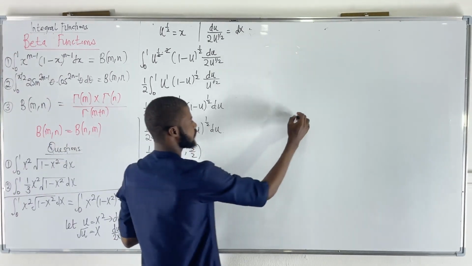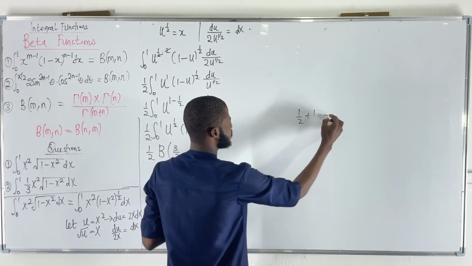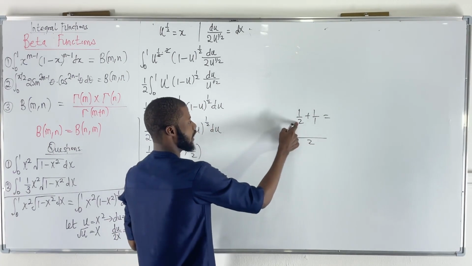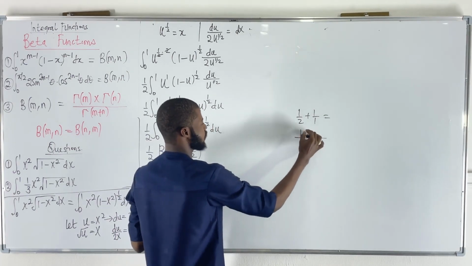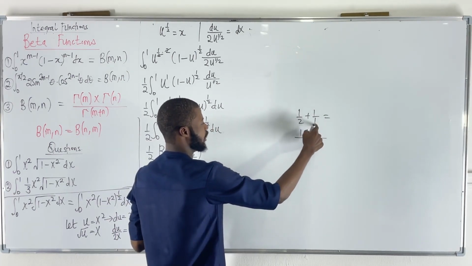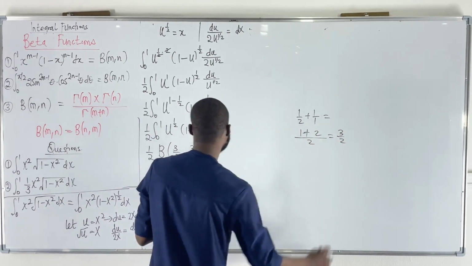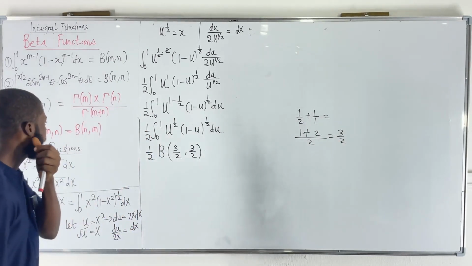Look here, half plus 1, put over 1 here. The LCM is 2. 2 divided by 2 is 1, 1 times 1 is 1, plus 2 divided by 1 is 2, times 1 is 2. When you add this up, this will be 3 over 2. Okay, so this is what we have.